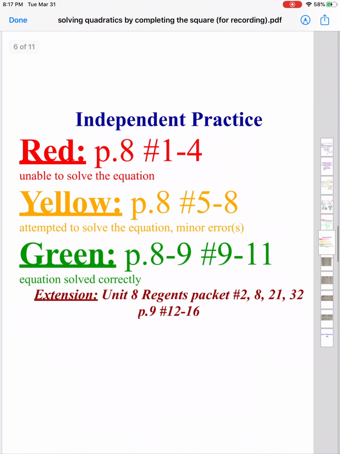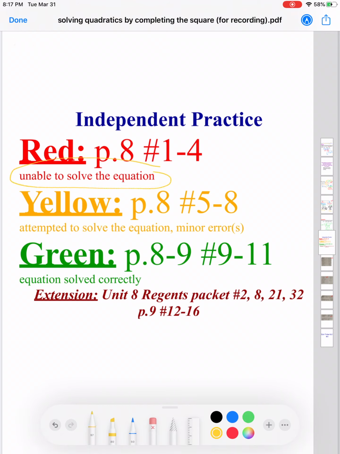Looking at our directions for independent practice, if you were unable to solve this equation and you're really ready to just start with some simpler problems, you're going to start with questions 1 through 4 on page 8. If you got through some of those steps, but you feel like you still need to do a little more basic problems, you can start with yellow, which is to start with number 5. If you understand these steps and you're ready to tackle some more challenging questions, you can start in green. Again, to get your classwork credit for this lesson, if you're starting in red, you need to work on red and yellow. If you're starting in yellow, you need to work on yellow and green. And if you're in green, you need to work on green and the extension questions.